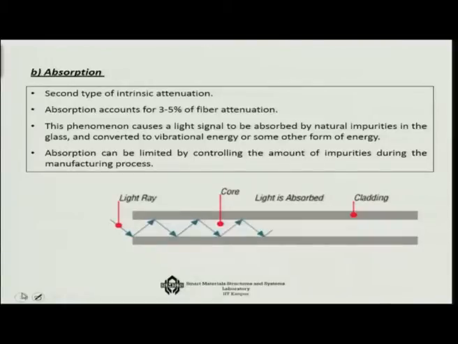The other intrinsic attenuation problem is due to absorption. The absorption accounts for about 3 to 5% of the fiber attenuation. In this case, the light signal is absorbed by natural impurities in the glass and converted to something like vibrational energy or similar other form of energy. Absorption can be limited by controlling the amount of impurities during the manufacturing process. So, in one case, it does not support the total internal reflection due to scattering. In the other case, it simply transforms the energy from light energy to some other energy. So, these are the intrinsic attenuation.